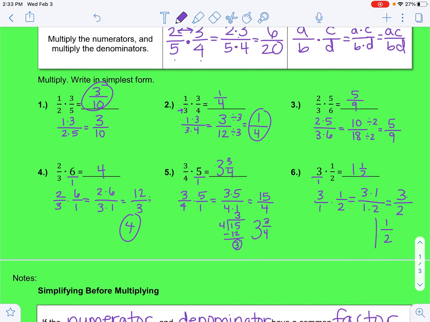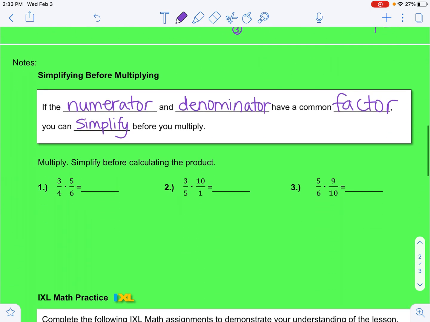Alright, I hope those 6 problems made sense. I hope you started catching on pretty quickly. I think multiplying fractions is way easier than adding and subtracting them. Alright, so moving on to our last set. We can simplify our answers before we multiply. That way, at the end, we don't need to simplify. So here's how we would do it.